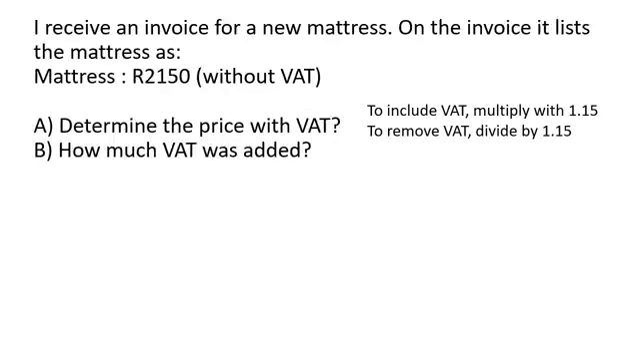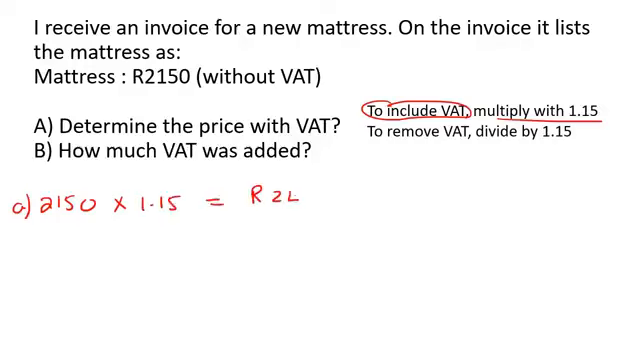Here's our last question for this lesson. I receive an invoice for a new mattress. On the invoice, it lists the mattress as 2,150 Rand without VAT. Determine the price with VAT. Okay, so to include VAT, you're just going to multiply with 1.15. So we're just going to say 2,150 multiplied by 1.15. And so that's going to be 2,472.50.